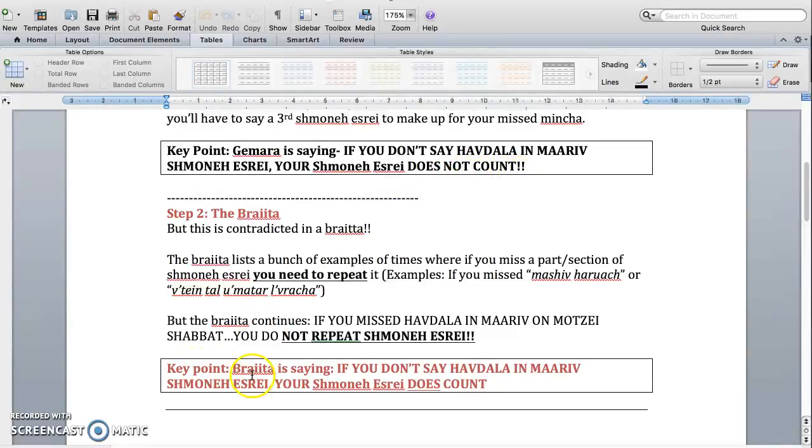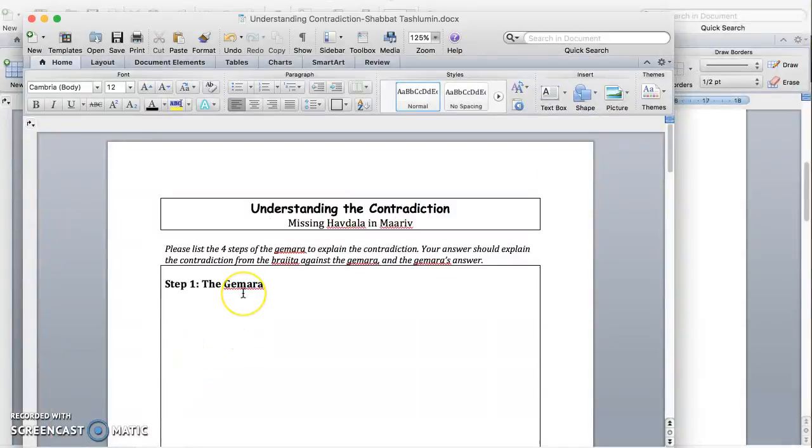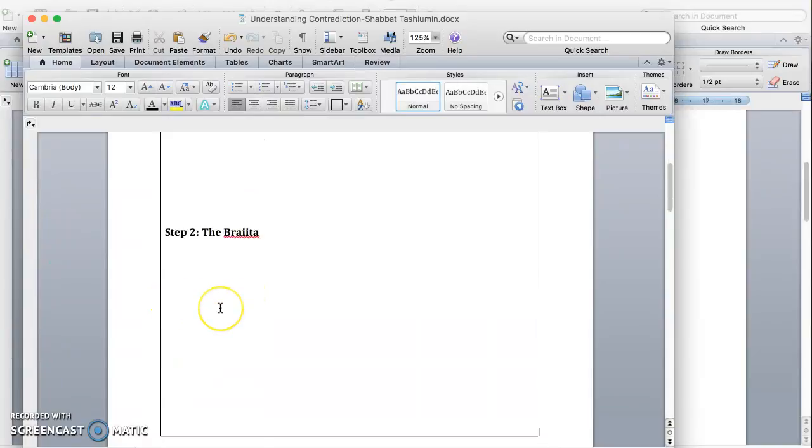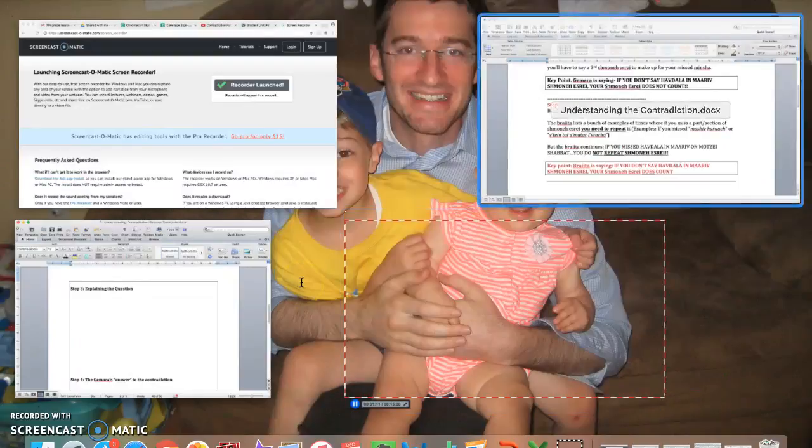But the key point of the Breita is, if you don't say Havdalah in Marav Shmona Esrei, your Shmona Esrei does count. So now in your sheets, you should have filled out step one and step two. On the back of your page, there should be step three, now really explaining the question. So let's explain the question. And I had a little chart that you can add to that as well.